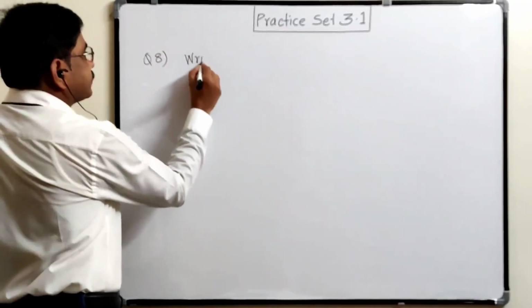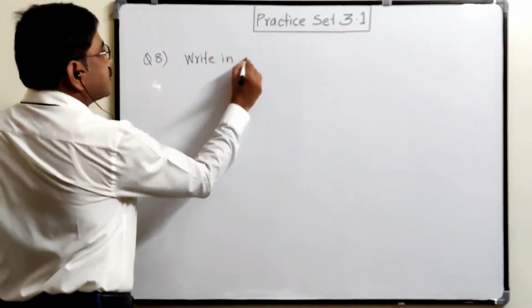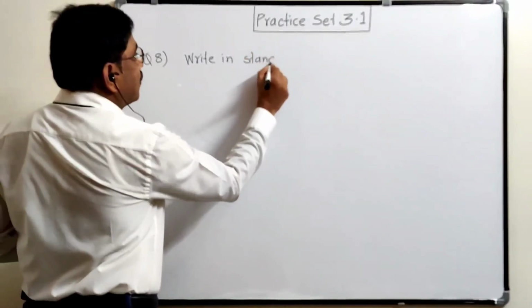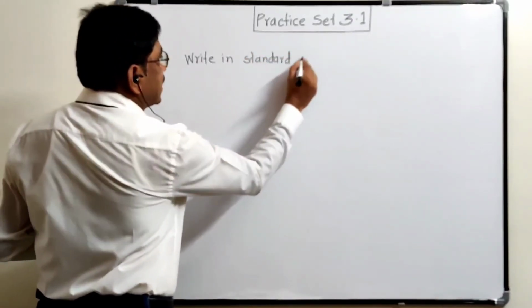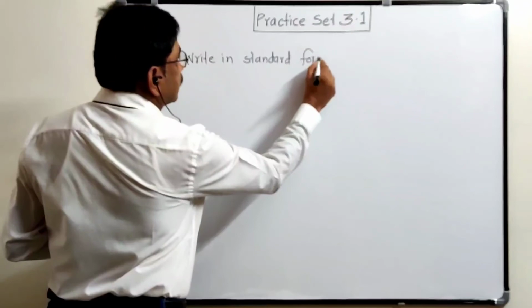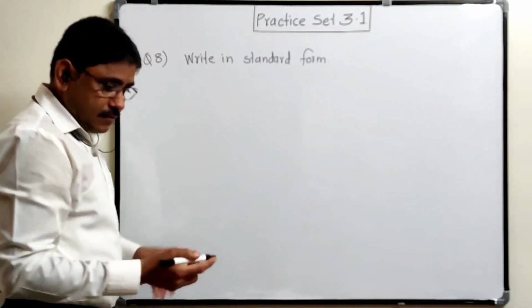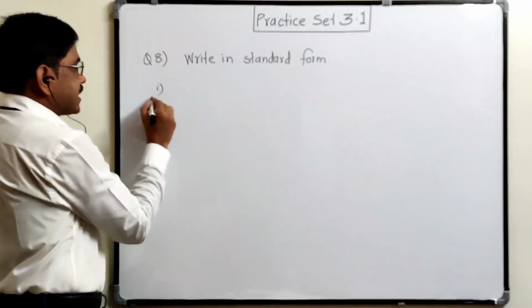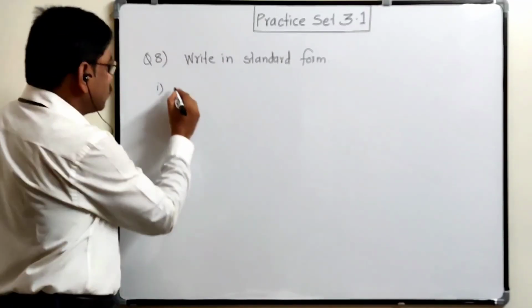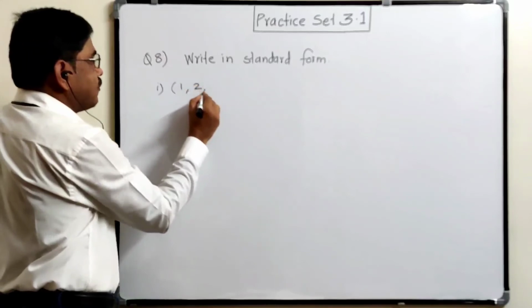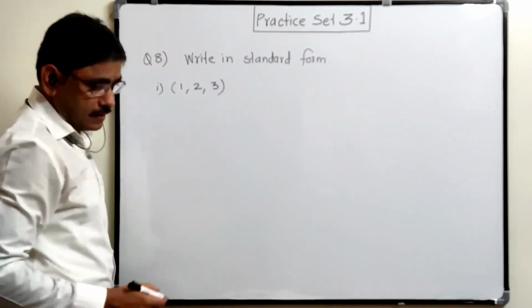Write in standard form. It is given in coefficient form now. So the variable you can write any, because variable is not given. The first example is 1, 2, 3. The coefficient form is given 1, 2, 3.